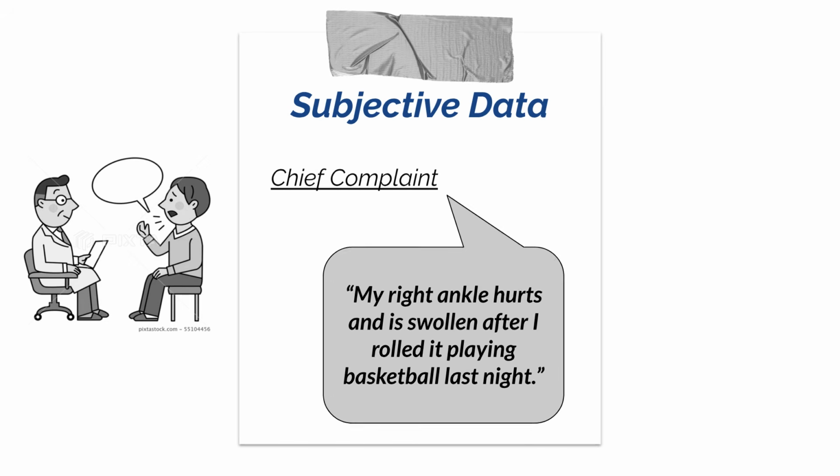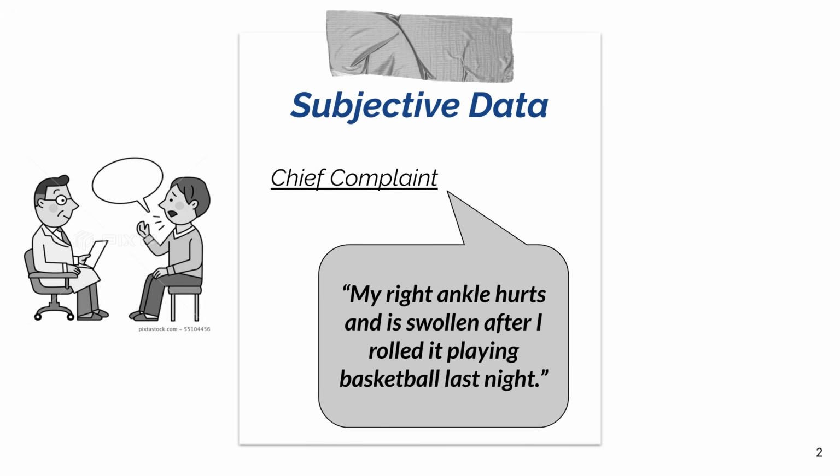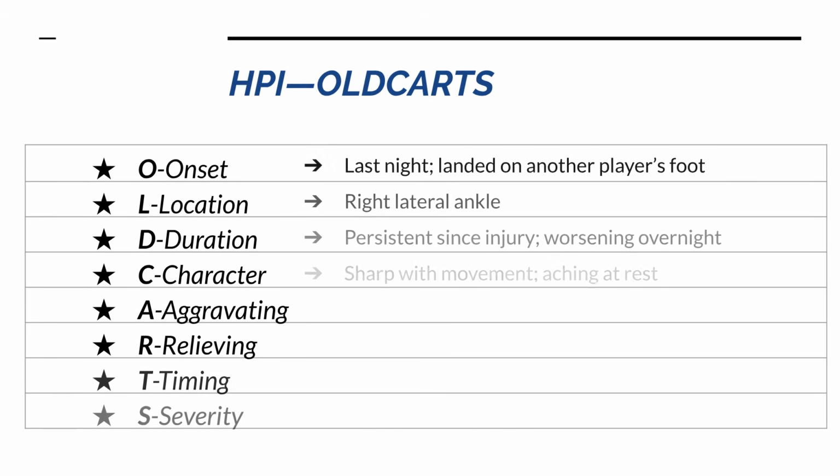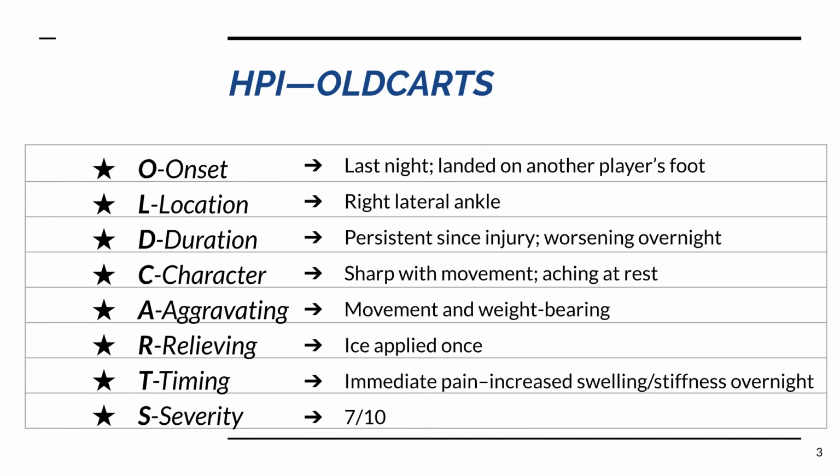The patient is a 30-year-old male presenting with right ankle pain and swelling after an injury while playing basketball the previous night. His chief concern is the pain and swelling associated with rolling his ankle. The injury occurred last night while the patient was playing basketball. After jumping for a rebound, he landed on another player's foot and his right ankle rolled inward. He reports hearing a pop followed by immediate pain. He was able to limp off the court but could not continue playing.